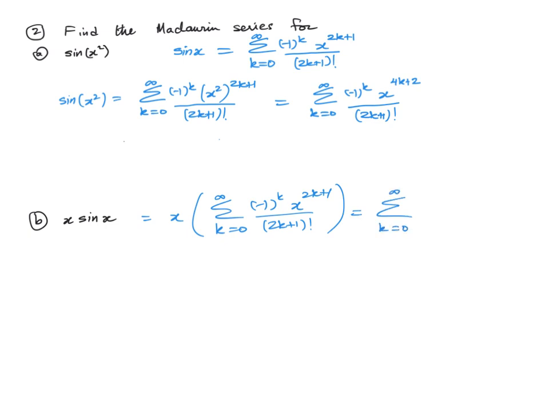So this becomes sigma as k goes from 0 to infinity. I'm going to put the x with the other x's. The negative 1 to the k will stay the way it is. The 2k plus 1 factorial in the denominator will stay where it is. And I'm going to get x times x to the 2k plus 1 turns into x to the 2k plus 2. And that ends up being the series for x times sine x. It's right there. Again, I just distributed this x into every single term in that series.